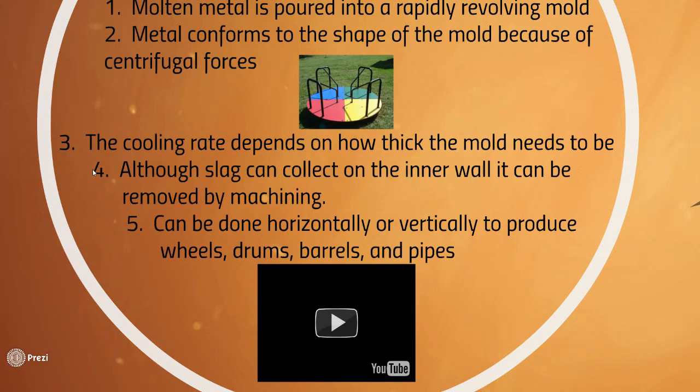So other things to think about. Your cooling rate, okay, is going to depend on how thick the mold needs to be. So both of those are intertwined. Slag, which is a certain amount of impurities, can collect on the inner wall and can be removed by machining. This is actually an advantage because all those impurities can be removed at once and give you a very pure casting. This can be done horizontally or vertically, whether you want to produce wheels, drums, barrels, pipes. Of course, these are all cylindrical or circular products.